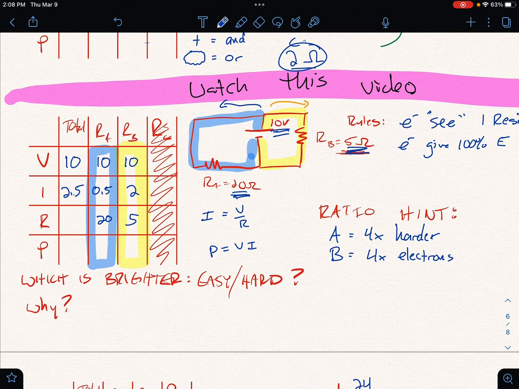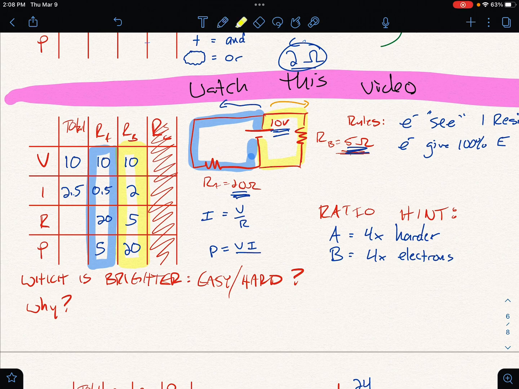All right, we also now have the ability to solve for power. So power is voltage times current. So 10 times 0.5 is 5 watts right there. Oops, I guess I didn't mean to erase that part. And 2 times 10 right there is going to be 20. Again, we expect to see that the one that is easier should get more current flowing through it.